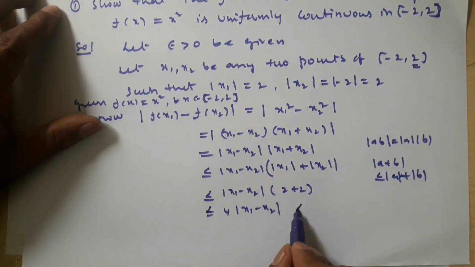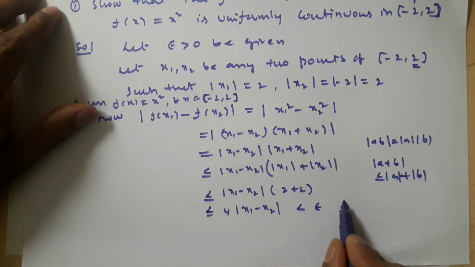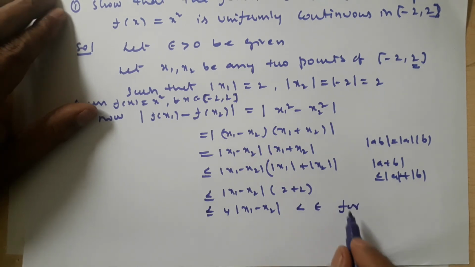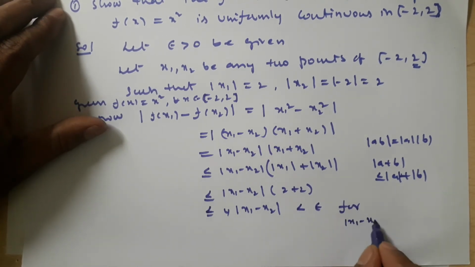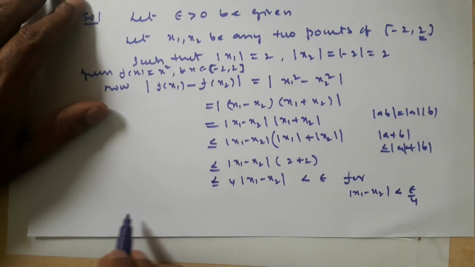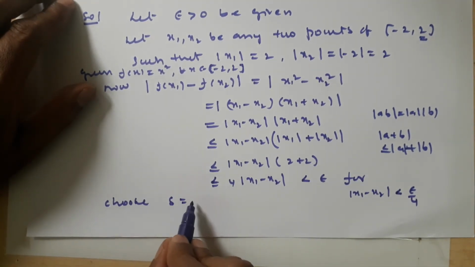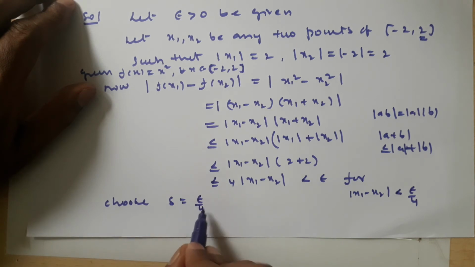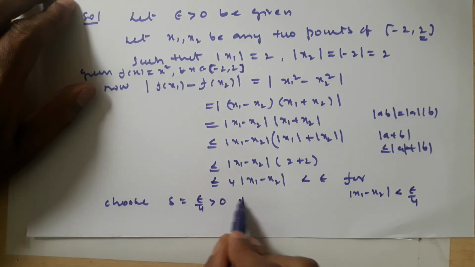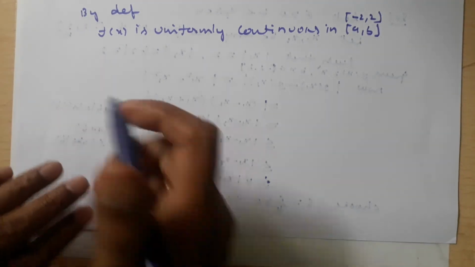It is less than or equal to epsilon, or less than epsilon, whenever mod x1 minus x2 is less than epsilon by 4. Next, choose delta is equal to epsilon by 4 greater than 0, then, right.